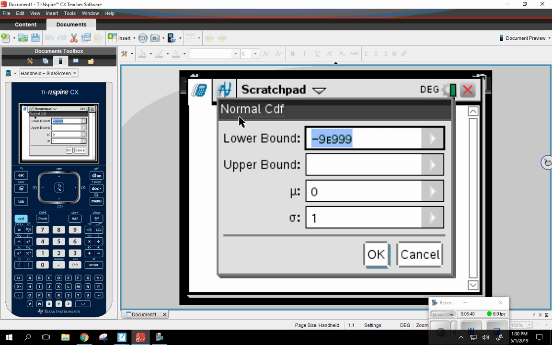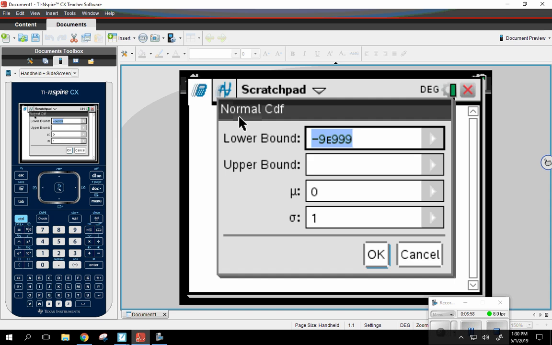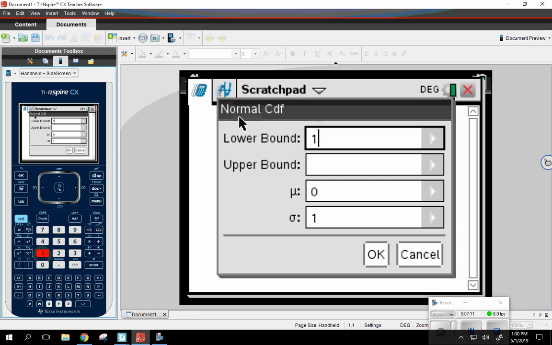So the problem here was specifically stating, I want the percentage of all the cars traveling more than 130. So that's why I wrote it as x greater than 130. So that means that 130 is my upper or lower? That's the lower. Now, if it's less than, that would make it the upper bound. You would want to leave the negative 9e to the 999 by itself. That's scientific notation. That's an extremely small number. But I'm going to type in my 130.